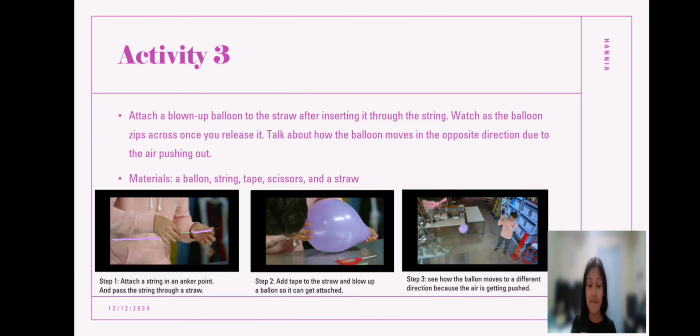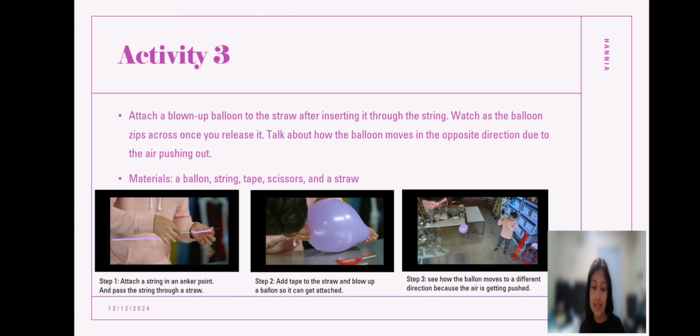Activity 3. For this activity, we will attach a blow-up balloon to a straw after inserting it through the string. We will watch as the balloon zips across once you release it. We will talk about how the balloon moves to the opposite direction due to the air being pushed out. The materials you'll need are a balloon, string, tape, scissors, and a straw. Make sure the scissors are safety scissors or have an adult present to help you.